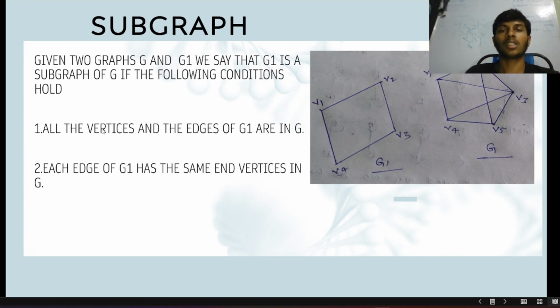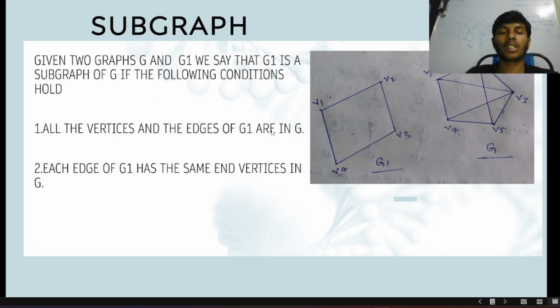Let's see what the conditions are. All the vertices and the edges of G1 are in G. Each edge of G1 has the same end vertices in G. So let's see what it means. It means the vertices of G1 should be in G, and each edge of G1 has the same end vertices.